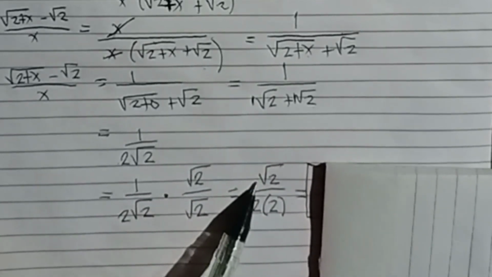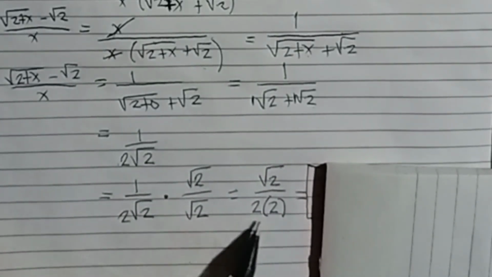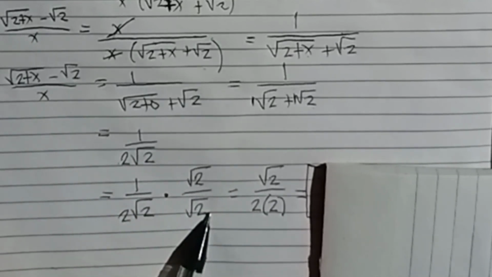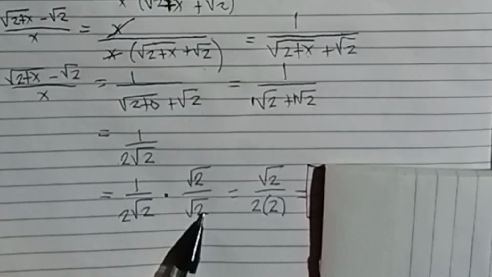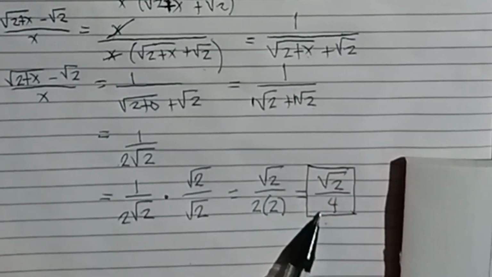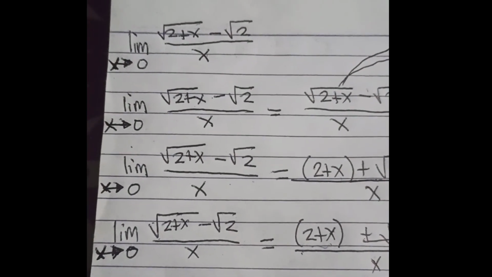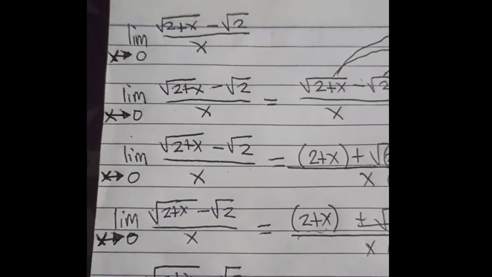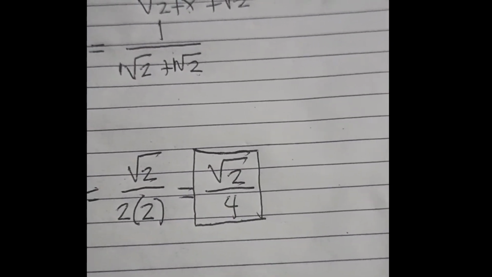So that is 1 times square root of 2, that is square root of 2, then 2, copy lang natin, then this square root of 2 times square root of 2, like what we did earlier, we just cancel the radical sign, and yung mariremain na lang is yung radicand which is 2. So 2 times 2, that is 4. So yung final answer natin is square root of 2 over 4. And so the limit of our function, square root of 2 plus x minus square root of 2, all divided by the variable x, where x approaches to 0, is square root of 2 divided by 4.